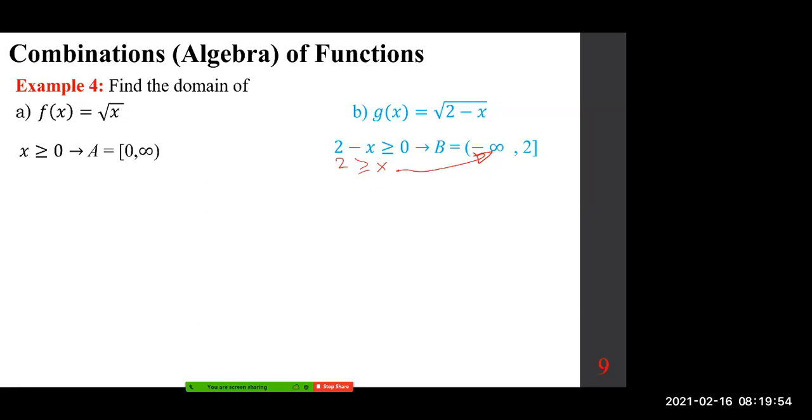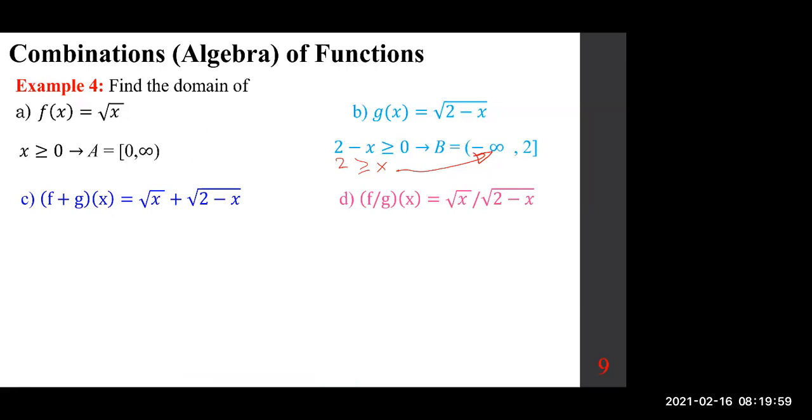And now, what if we look at f plus g and f over g? I hope everybody knows f plus g by definition means f of x plus g of x. F over g by definition means f of x over g of x. So the domain for this function is the intersection of A and B. How do you do the intersection? This goes from 0 to infinity. This goes from negative infinity to 2. I hope you realize that their intersection is simply 0 to 2.